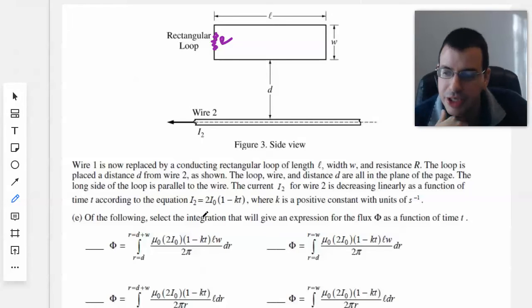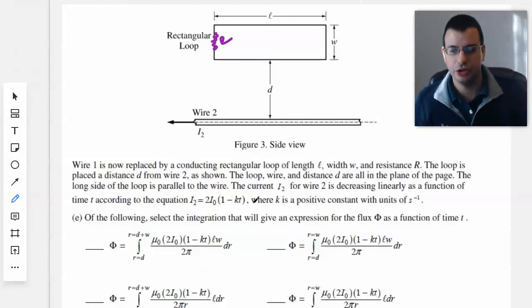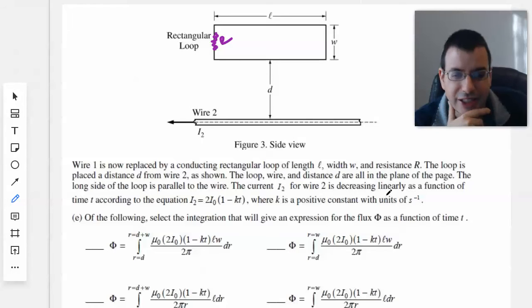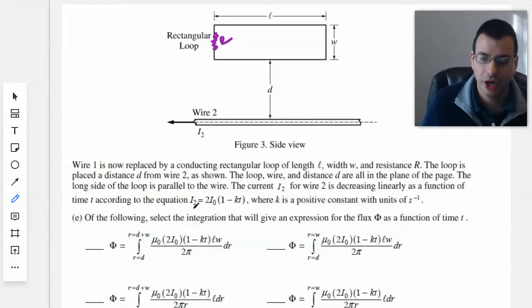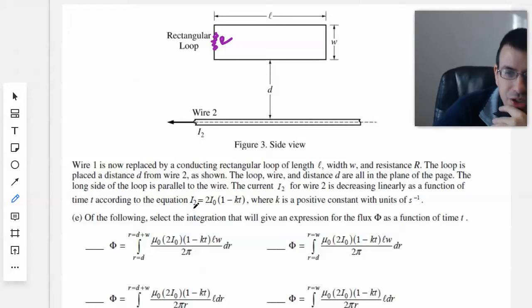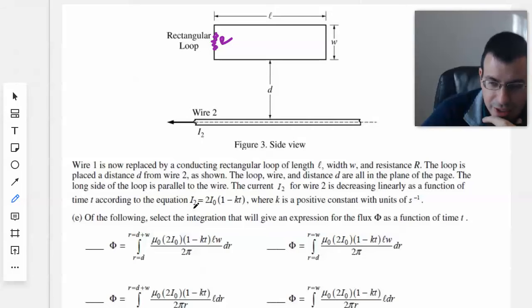The loop is placed a distance D from wire 2 as shown. The loop, wire, and distance D are all on the plane of the page. The long side of the loop is parallel to the wire. Current I2 for wire 2 is decreasing linearly as a function of t.